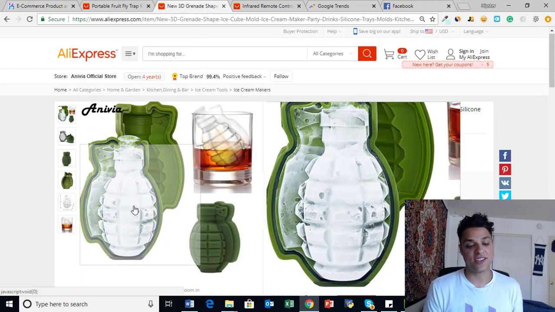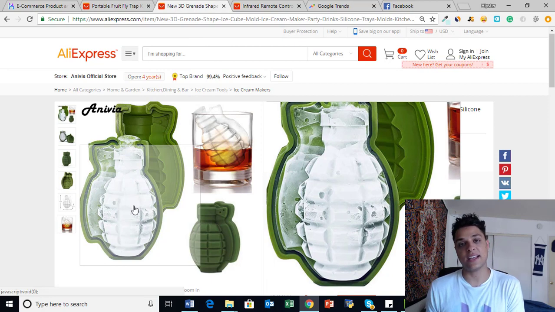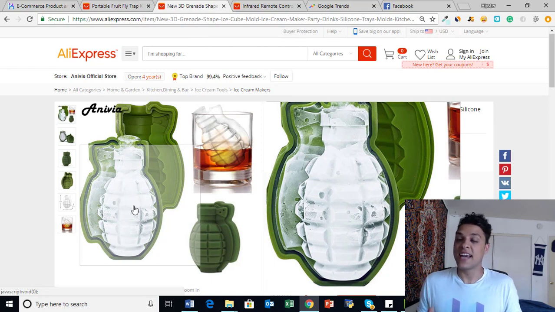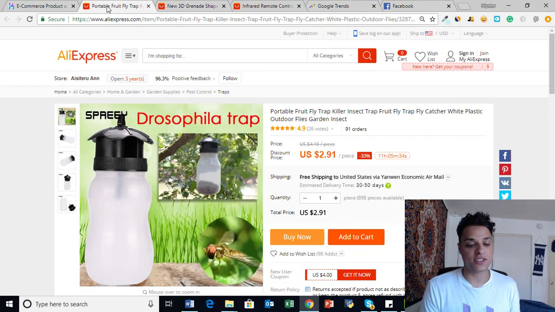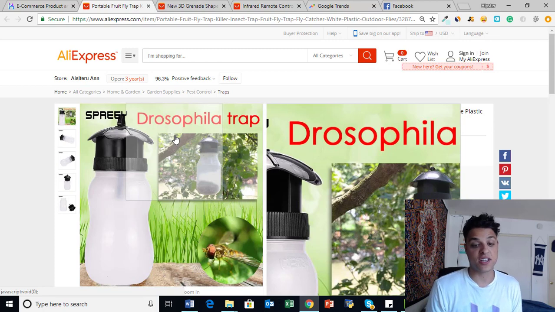But this, on the other hand, this 3D grenade ice maker that I saw in the previous video: is this useful? Does this solve a problem? Technically, yes, but this problem can be solved a lot more affordably just by getting your standard ice trays. But this is actually a novel product. This is something that you cannot find in a store. It's super unique, and someone would see this, and if they really think it's cool, they're going to buy it. Are they going to buy this to solve a problem? Yes, but not really. Not so much as this fly trap, which is much more of a practical product, not so much a novelty product.